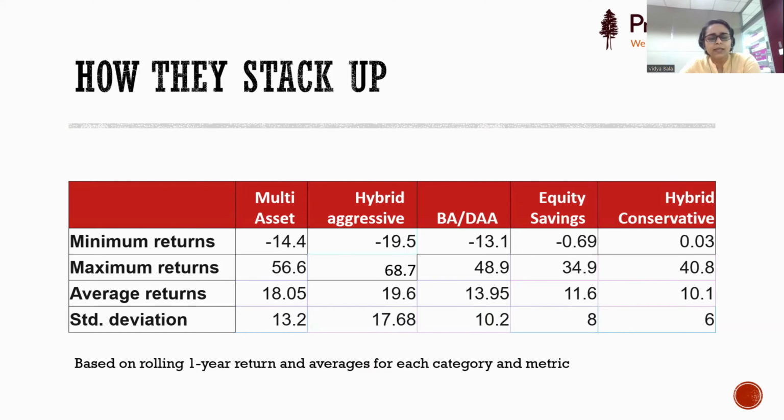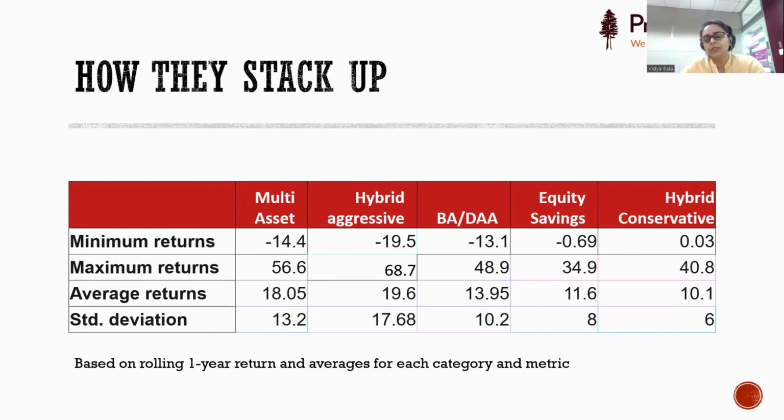The second thing is the average returns. You will see that the average returns obviously of the hybrid aggressive is very high, and this fund scores next. There again, because the majority of the funds, like I showed in the previous slide, have a higher component of equity, they are able to deliver equity-like returns. But the deviation suggests that you need to hold them for the long term to be able to do this, right? The maximum returns again, the hybrid aggressive scores better.